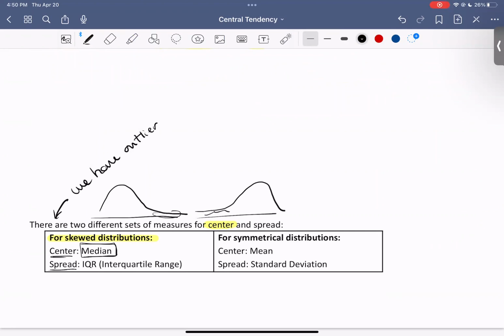To measure the spread or how far apart our data is, we're going to use something called the IQR, which we'll see in another video. If, however, our data is symmetric, so no outliers, and in fact, our distribution looks rather symmetric or bell-shaped like this, then we're going to use the mean to measure the center. And for the spread, we'll use the standard deviation, which you might meet in another video.